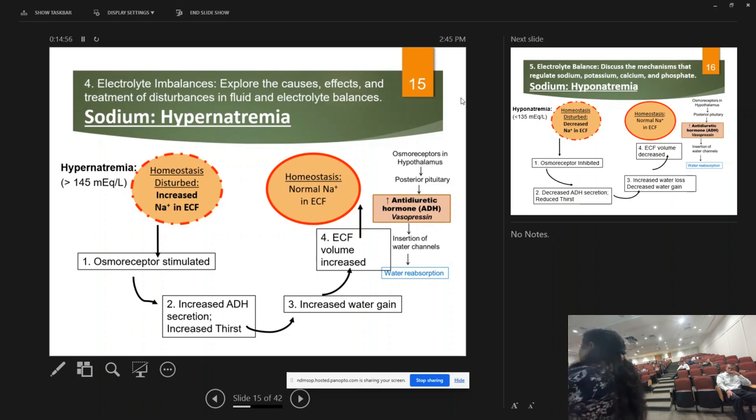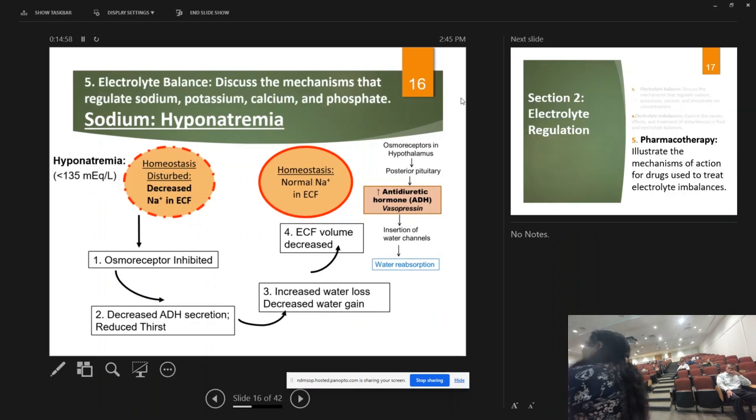Okay. The opposite will happen if there is hyponatremia, means decreased sodium. Right now, you don't want to further dilute it, so you actually inhibit the osmoreceptor. So no more insertion of the water channel, so no more thirsty, so your sodium level will increase. So that's how you decrease your volume and bring it back to homeostasis.